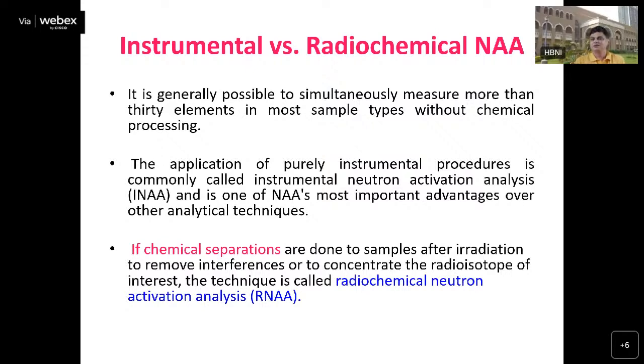Then there is CNAA. If you know that certain elements are going to cause interference or hinder your neutron activation analysis, you can do the chemistry even before irradiation, so that you selectively remove that particular matrix, take only the element of interest, and then do the neutron activation analysis. That is termed CNAA.